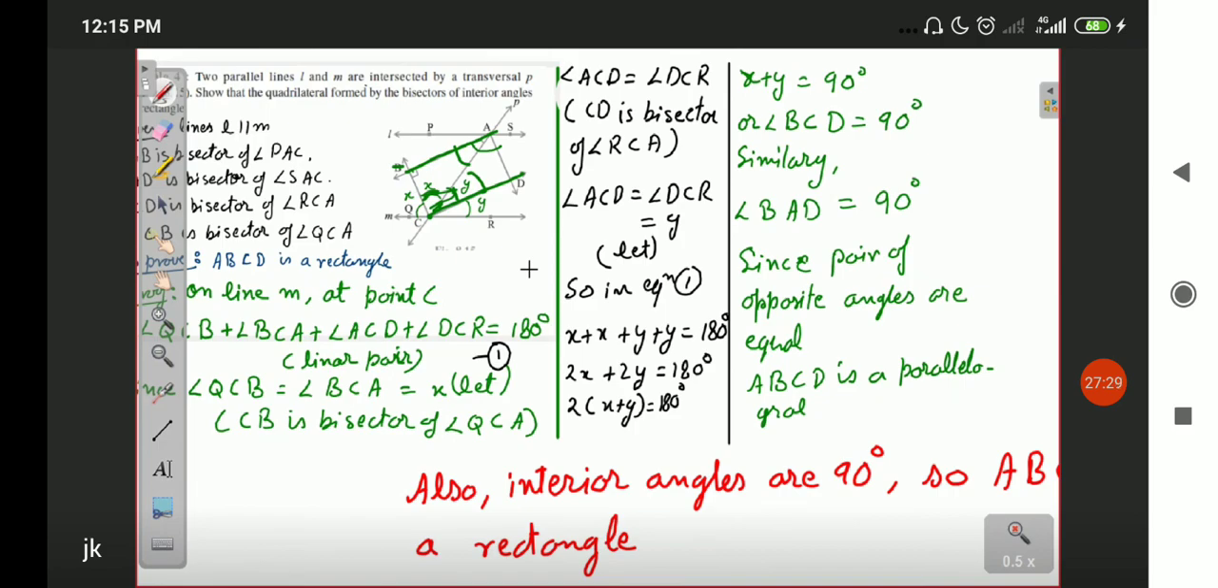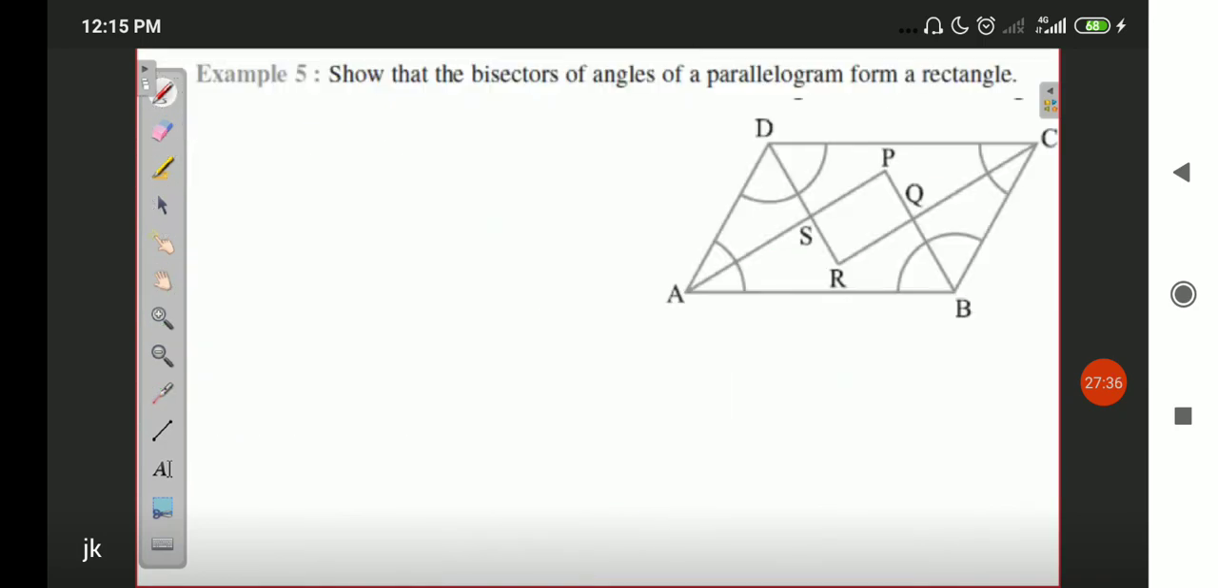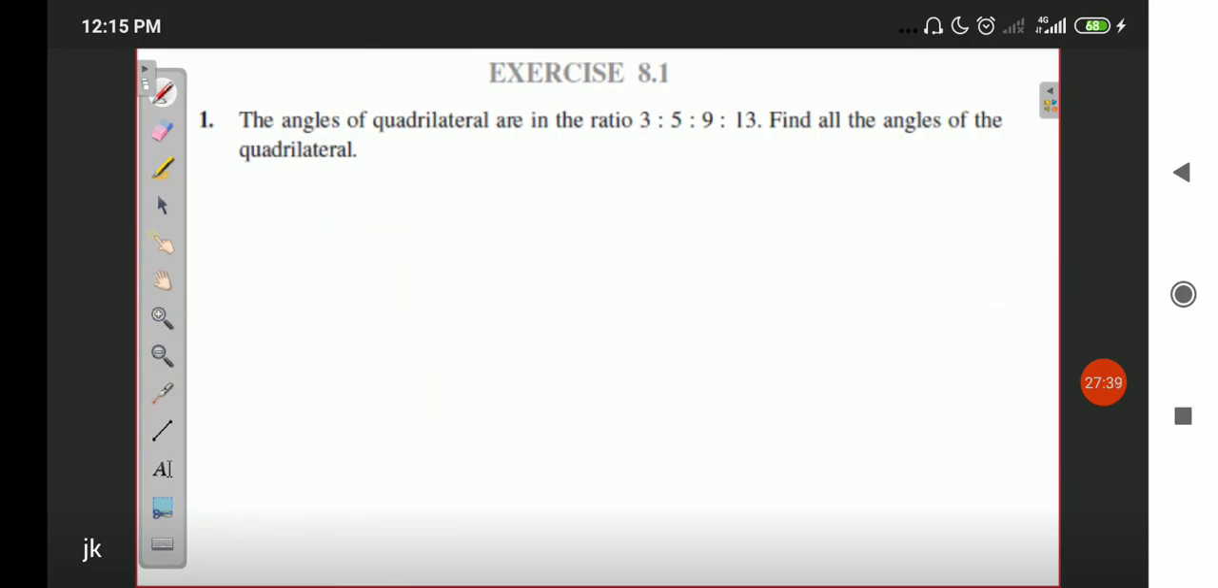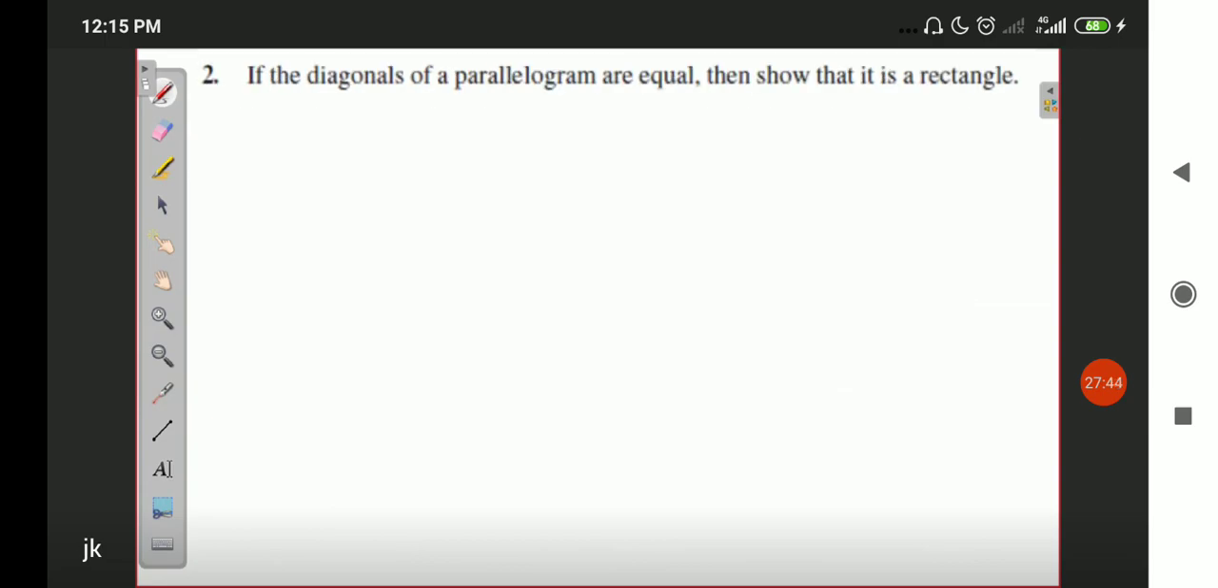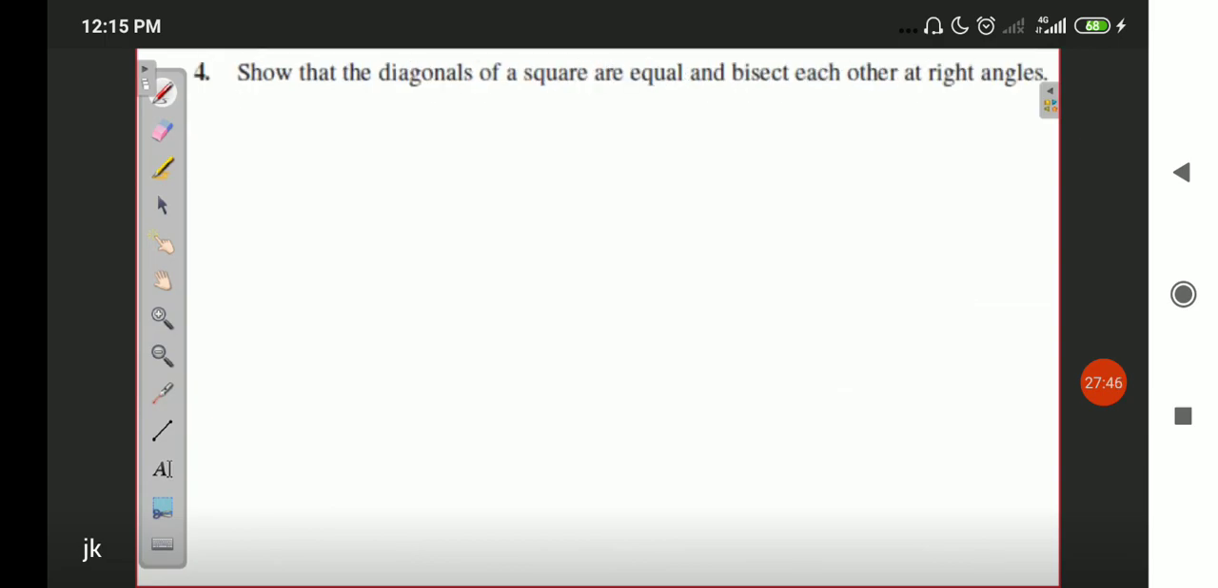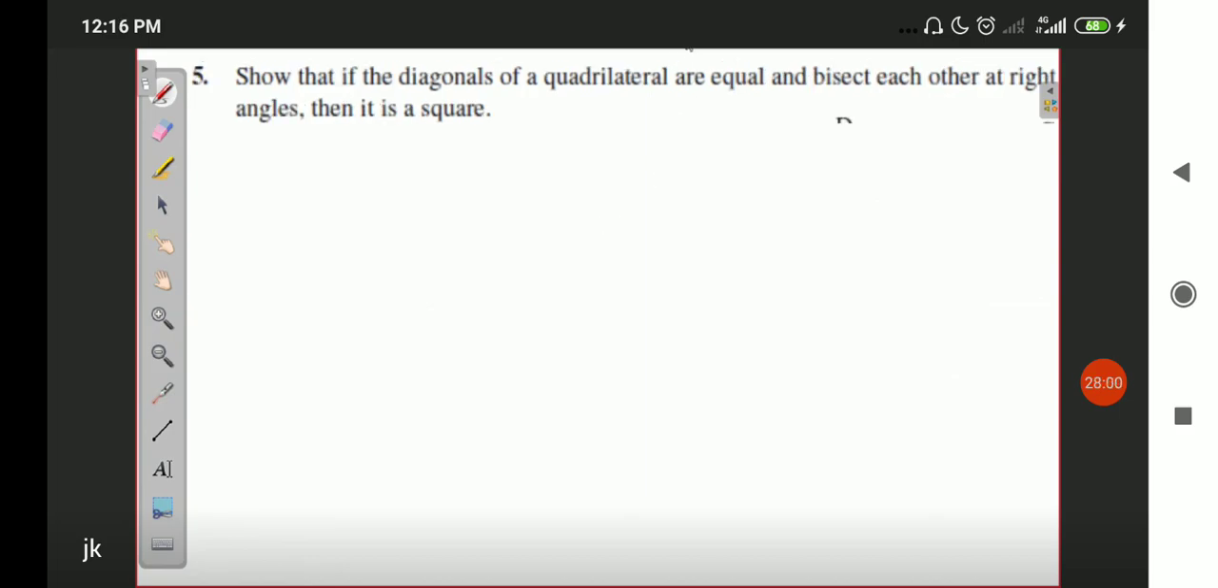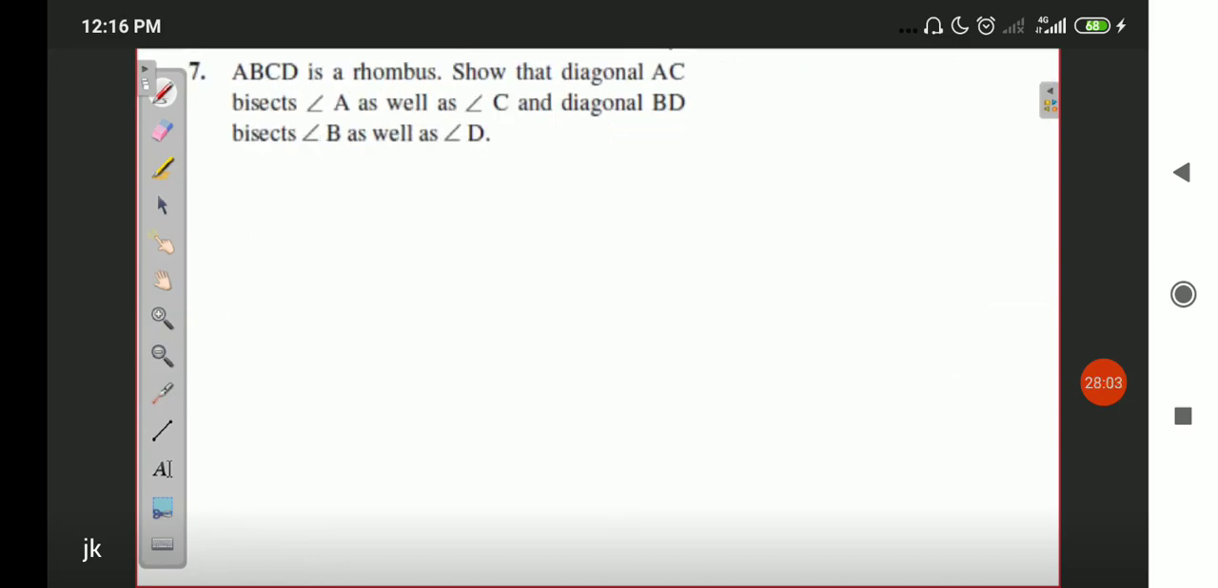So that is all for today. These were two bulky questions. Okay. One more thing. You can start with the exercise right now. Exercise is 8.1. You can try question number 3, 4, and 5 of your exercise 8.1. Okay. They are quite easy. You can try to make their diagrams and you can solve. Okay. Thank you for your time. Have a nice day.